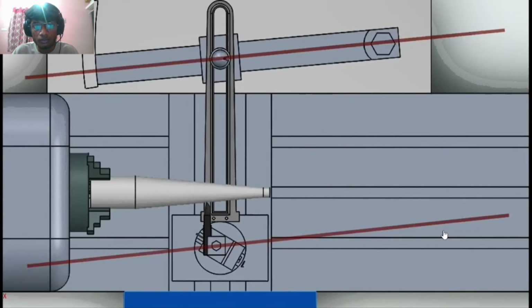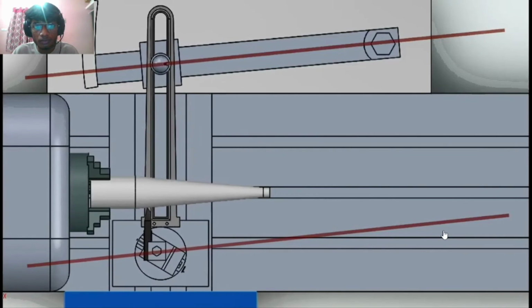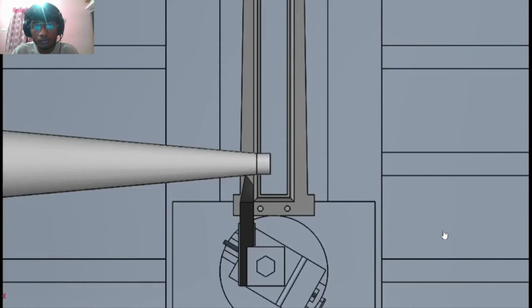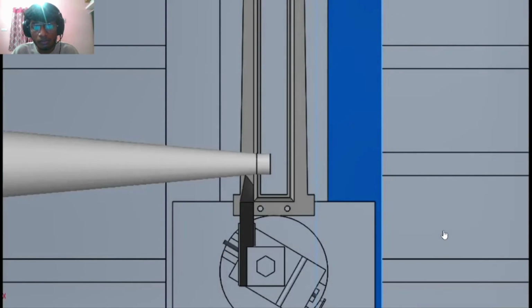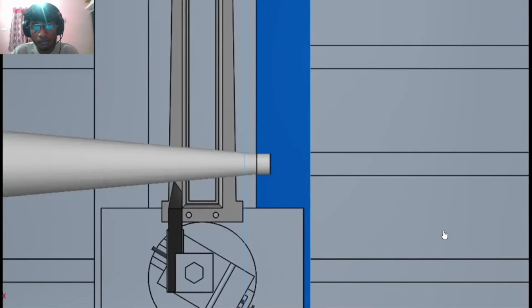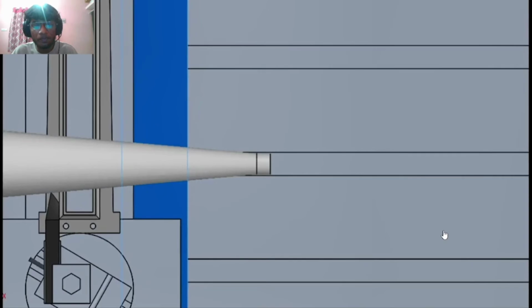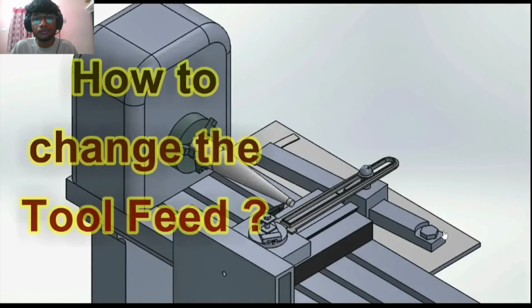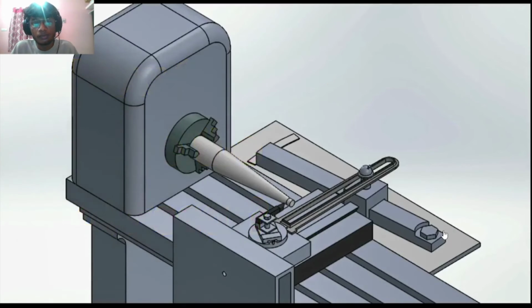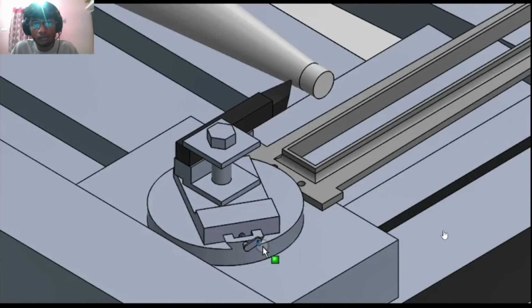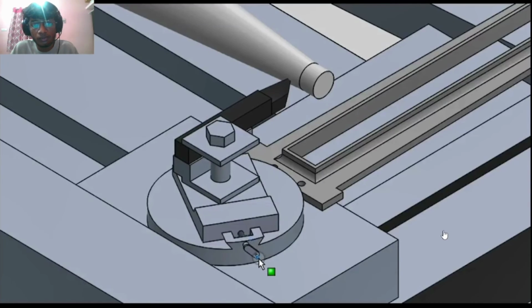So when the carriage moves, the cross slide moves along the guide, which means the tool will also move along the guide. So by changing the guide's position, we can change the taper angle. So that's cool, but how to change the tool feed now that the cross slide is disengaged? Well, that job is taken up by the compound slide. The compound slide can be used to advance the tool post and change the depth of cut as required.